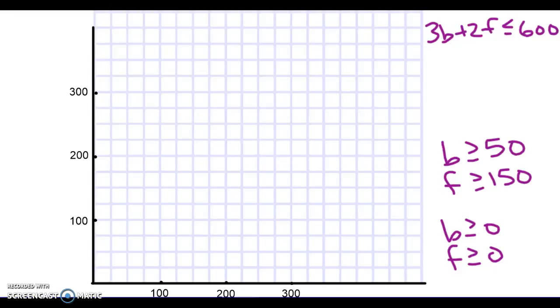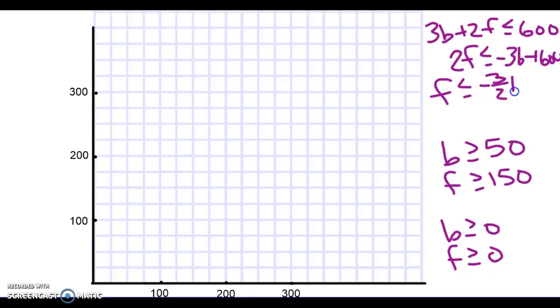So let's solve this for our second variable. This could be your x variable and this could be your y variable if you think of it that way. I just go in alphabetical order because x and y is alphabetical. So I'm going to solve for F. 2f is less than or equal to negative 3b plus 600. Divide everybody by 2, and you're going to have f is less than or equal to negative 3/2 b plus 300. So let's graph that.